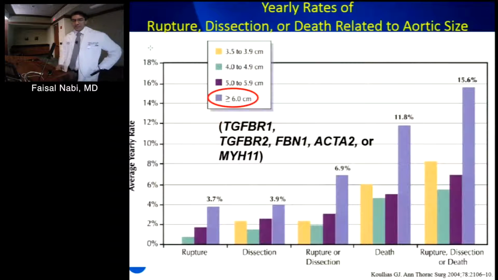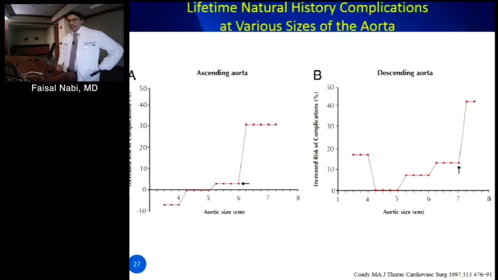Now, what's interesting, this is a graph looking at risk of complications with thoracic aneurysms. And what's good to know is that these complications really can occur at any size, but the takeoff where you have the most complications starting is around 6 centimeters. And this is just another graph also highlighting that point.